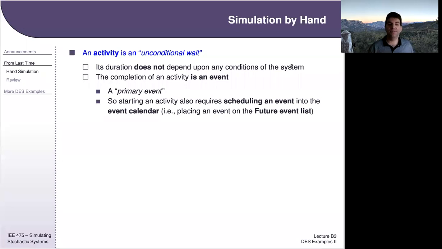An activity is always going to have bookends. It's going to have an event on both ends of it. So the completion of an activity is an event and the beginning of an activity is an event. Everything in between them is the actual activity. The completion of an activity is sometimes going to be called a primary event.